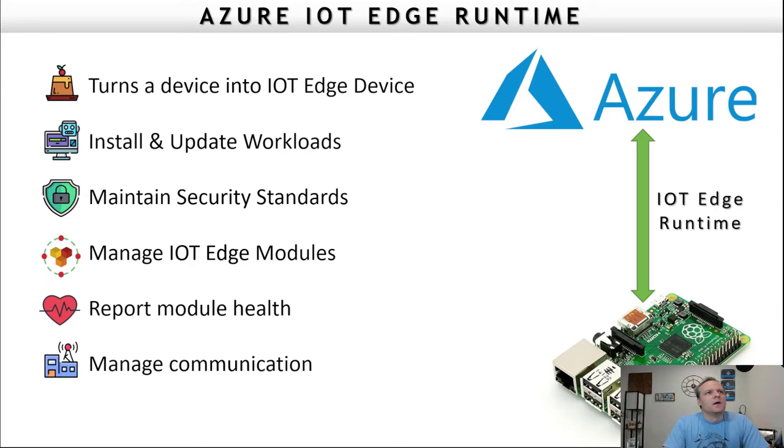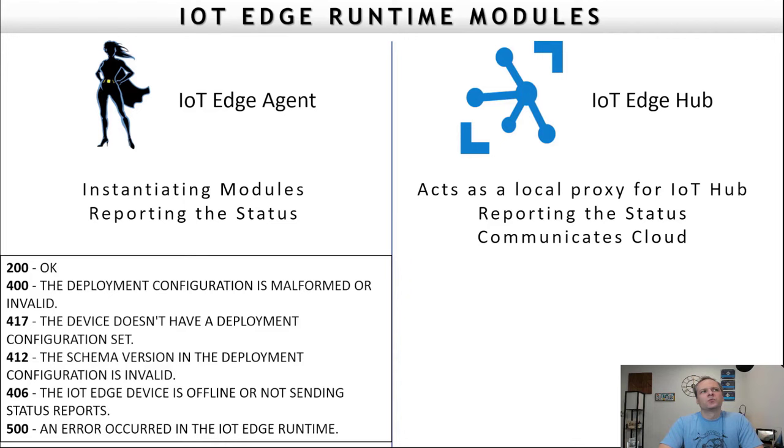The IoT Edge runtime has two parts. The first part is the IoT Edge agent. That is mostly for the modules. As I said before, whenever you send the modules, it's going to handle all the modules, and it's going to send back the status of your modules and your applications and your device.